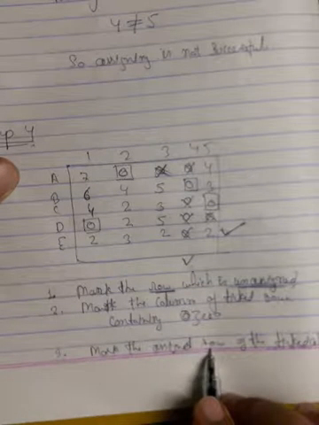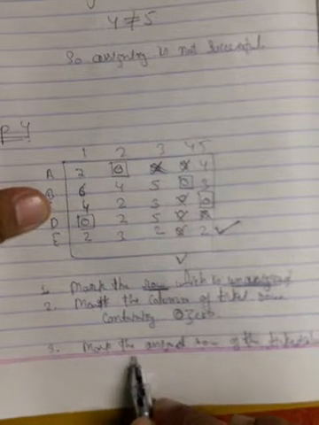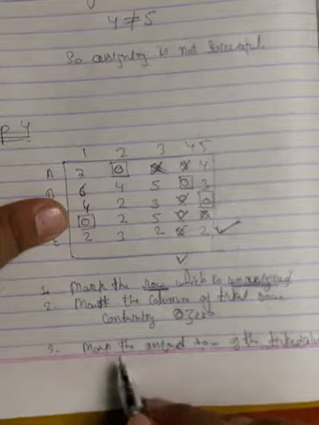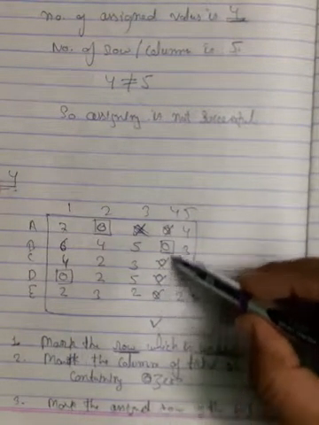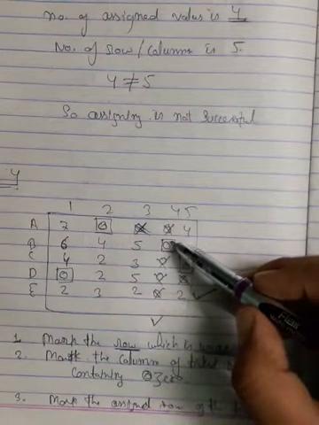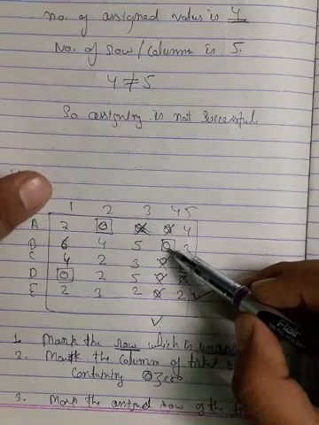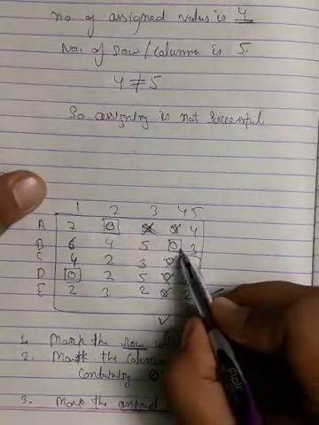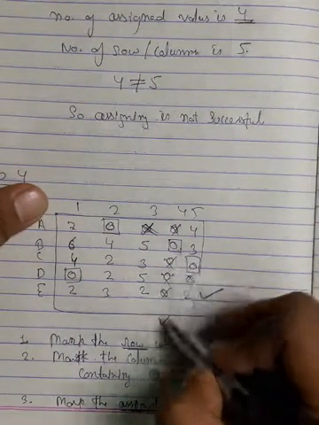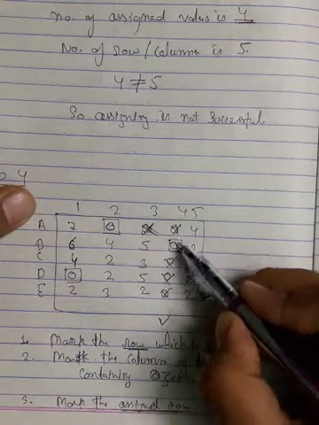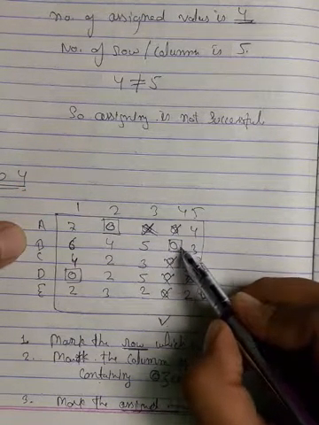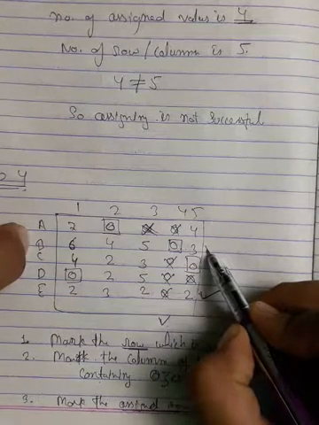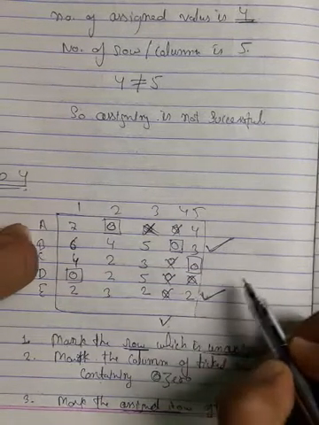Okay, what you have to do, you have to mark the assigned row. Mark the assigned row of the ticked column. See, this is my ticked column. Okay, and check if in this column the assigned row is present or not. Assigned row means that the assigned is present or not on that column. If you see here, the assigned value is present in the second row, so you have to mark that row.